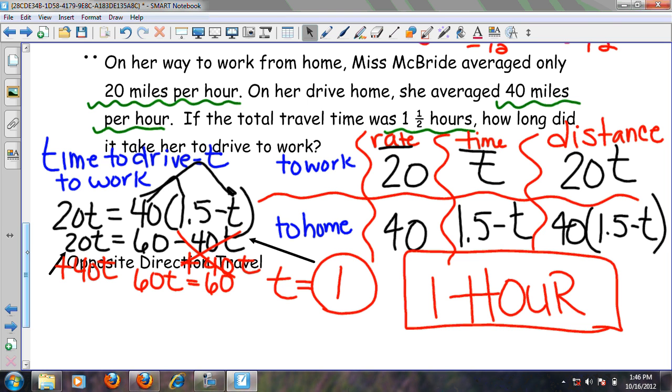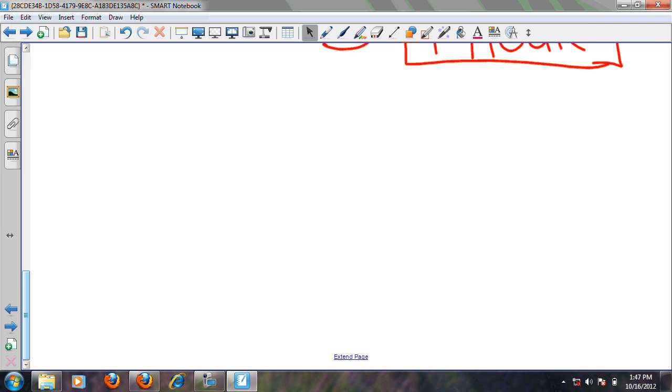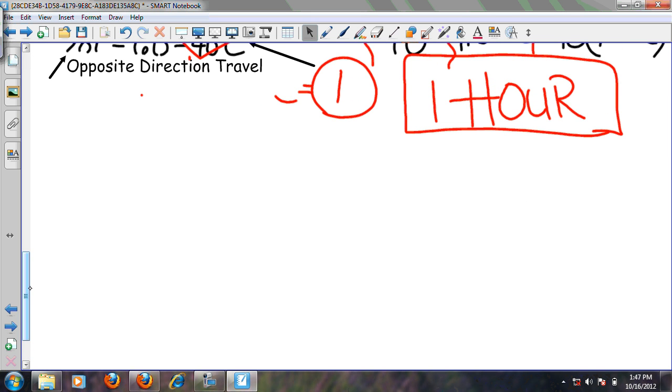Okay? The last example is example 5. It is opposite direction travel. I want you to notice example 5. They're talking about, this is on page 162, Jane and Peter. And they leave their homes and they're traveling in opposite directions. Notice they still defined the rates. Notice they still made a chart. However, notice their equation.